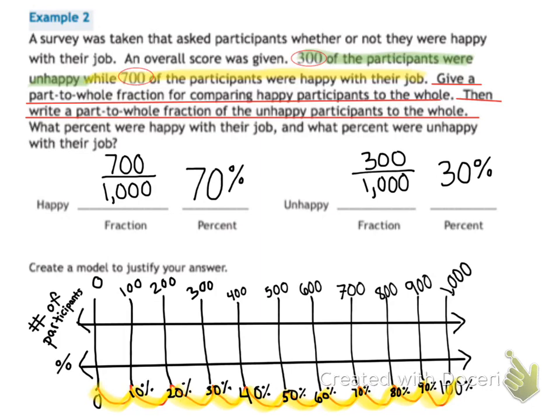Okay, so I want to show that 700 participants equals 70%. So here is 700, and I'm proving that 700 equals 70%. Now over here, we want to prove that 300 equals 30%, right? 300 participants, so you can clearly see that 300 participants equals 30%.